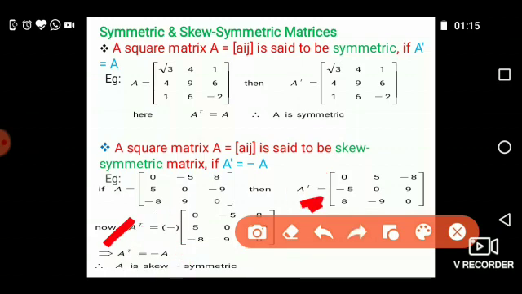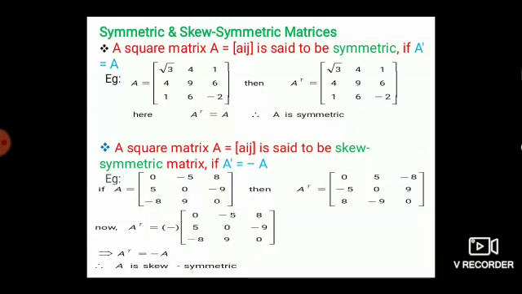Students, in a skew symmetric matrix, the diagonal elements are all zeros. Diagonal elements are all zeros. And the non-diagonal elements are opposite in sign: 5, minus 5, minus 8, plus 8, 9, minus 9. In such cases, the matrix is always called a skew symmetric matrix.